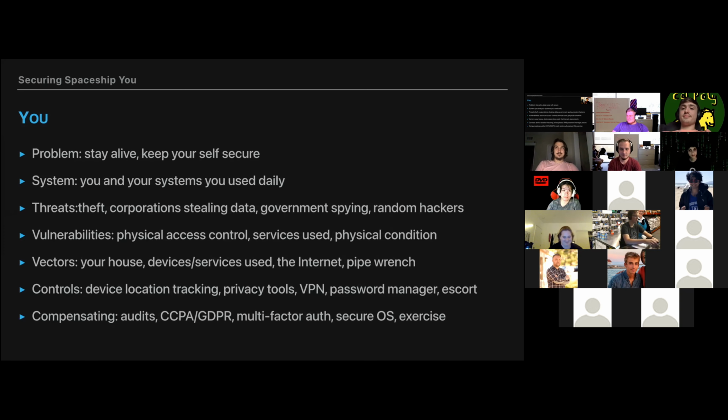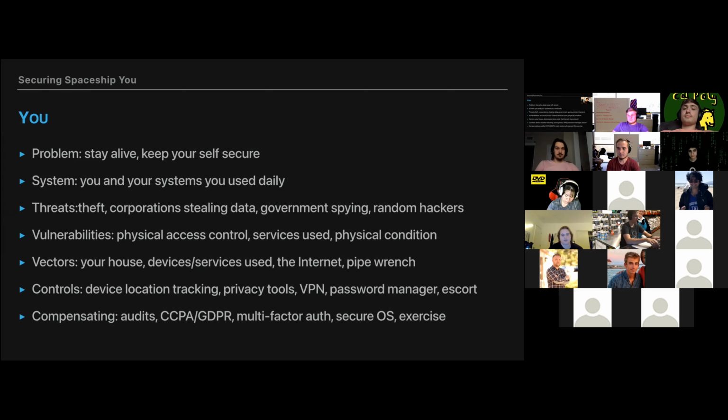The system obviously is you and everything you use daily, probably, and everything you're close to. Threats: if someone tries to steal something from you, whether that be a small petty thief, or corporations stealing your data, or maybe governments spying on you and invading your privacy, or maybe just random hackers on the internet who want something from you to sell, right?